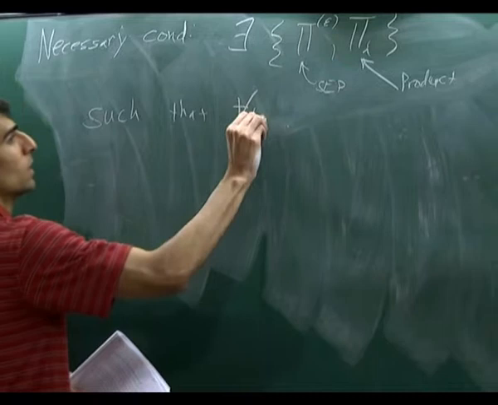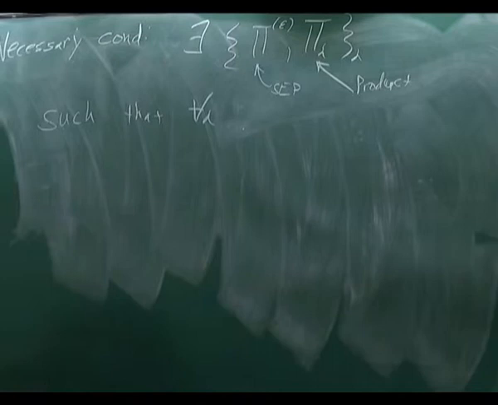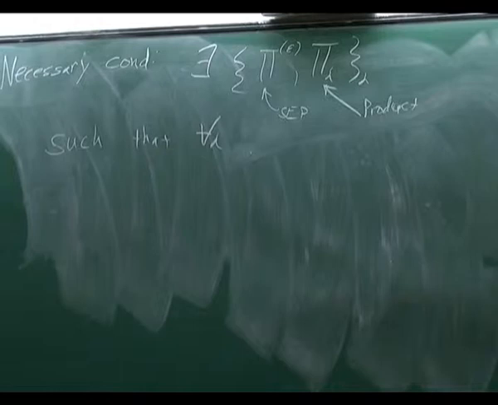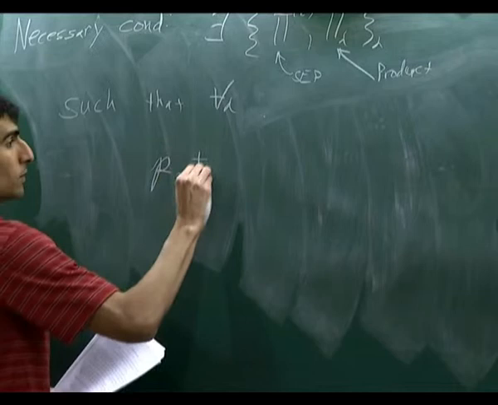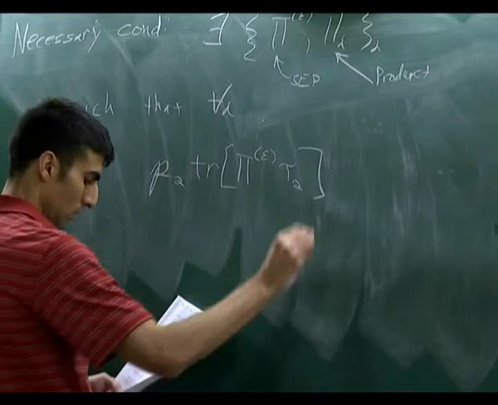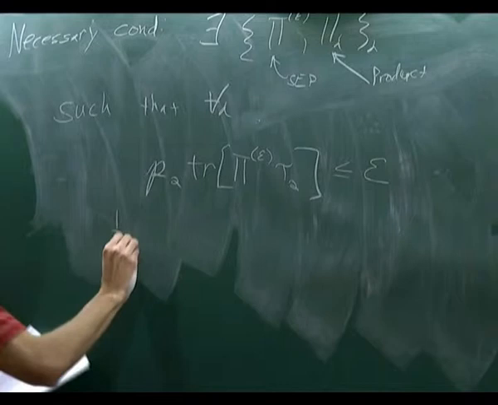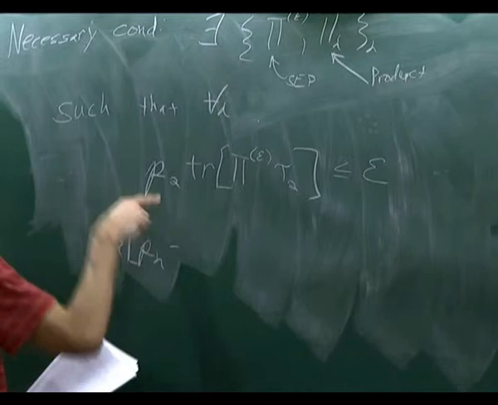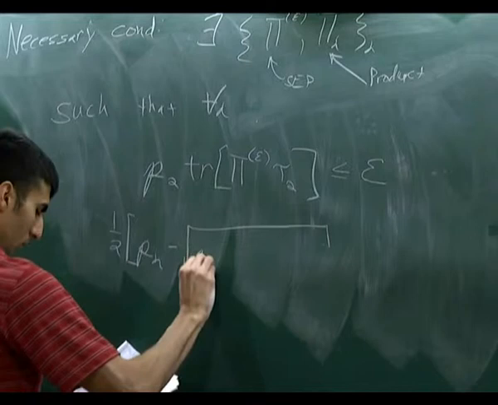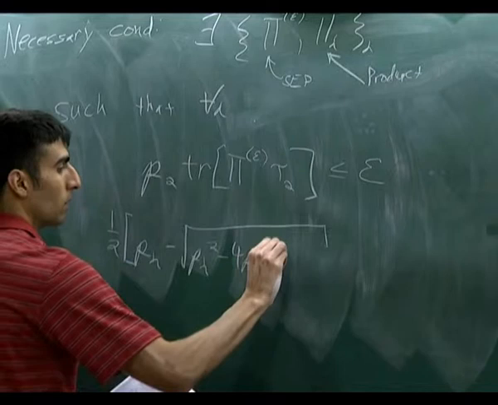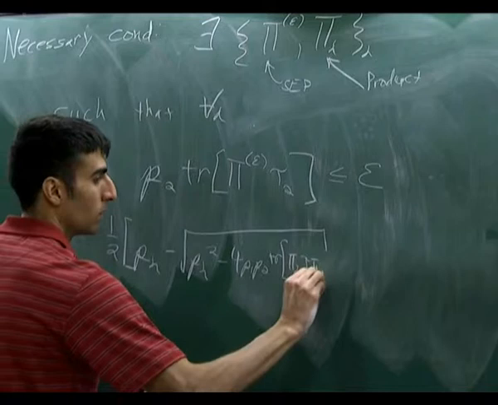for all lambda, and right now this lambda is just some finite number. We're ranging over some finite number, and we have that P2 trace of pi epsilon tau 2 is less than epsilon. And we have this P lambda. I'm just going to copy down what I have over there. So this is the B1 error, and this is going to be the B2 error. And this must be less than epsilon.